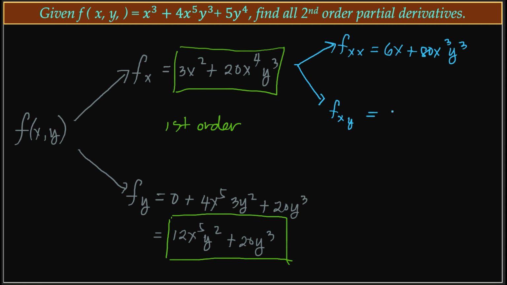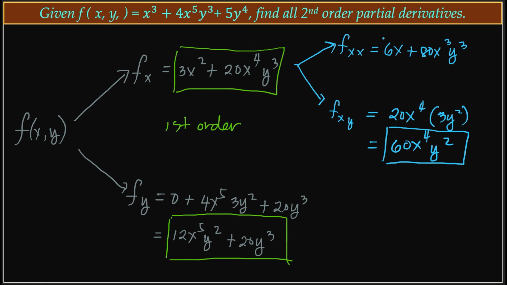So the second term, the x is constant, so 20x raised to the fourth power times the derivative with respect to y, so it will be 3y squared. And simplifying, this will be equivalent to 60. 20 times 3 is 60. 60x raised to the fourth power y squared. So this is now the value of f sub xy. I'm sorry, this is the value of f sub xx.